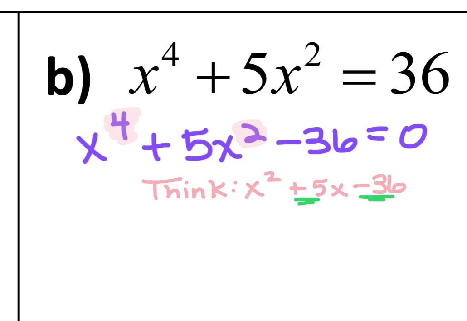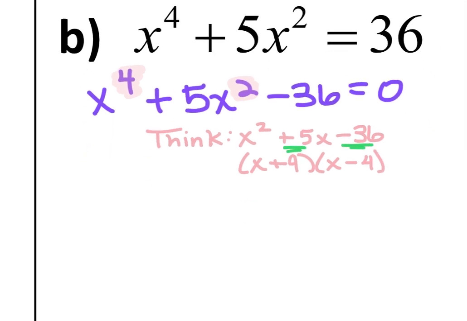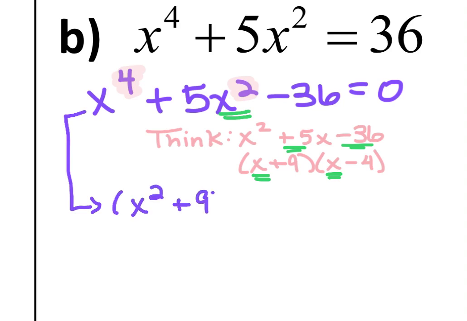So if I were going to factor the expression that starts with x squared, I would get x plus 9 times x minus 4. And so all we're going to do is change anything that was x in this expression to the x squared in the actual expression that we're factoring. And so when you factor this, you get x squared plus 9 times x squared minus 4. All of that equals 0.